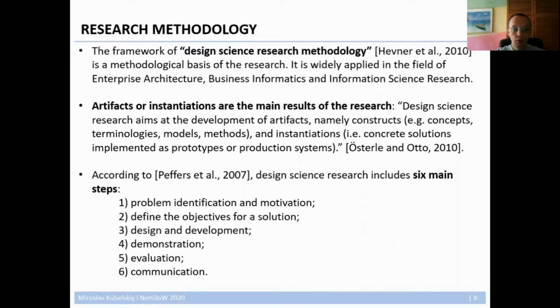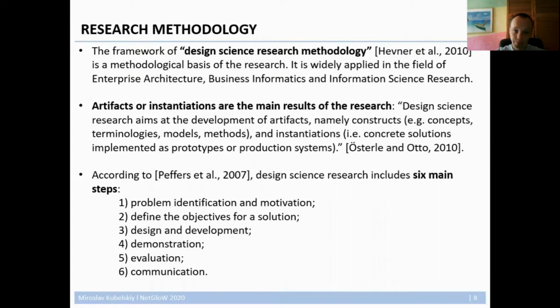And according to Peffers et al., design science research includes 6 main steps. First of all, this is problem identification and motivation, and we have already done this step. Then: define the objectives for a solution, design and development, demonstration, evaluation, and communication. Unfortunately, steps 4 and 5 are not in the focus of the current presentation, because they are a focus for further research. To define the objectives for a solution, it is possible to formulate functional requirements and structural requirements for a technology.